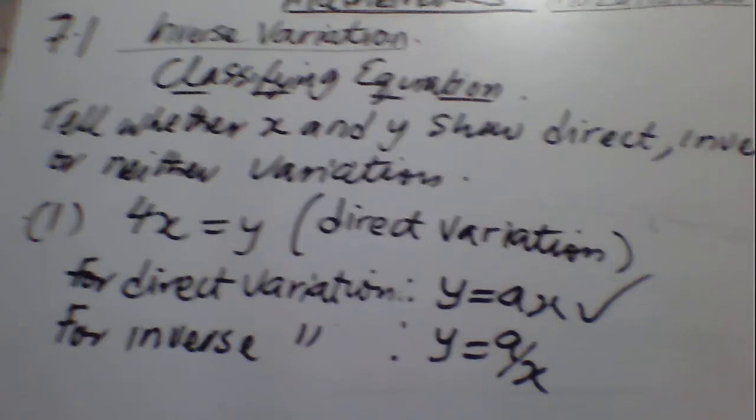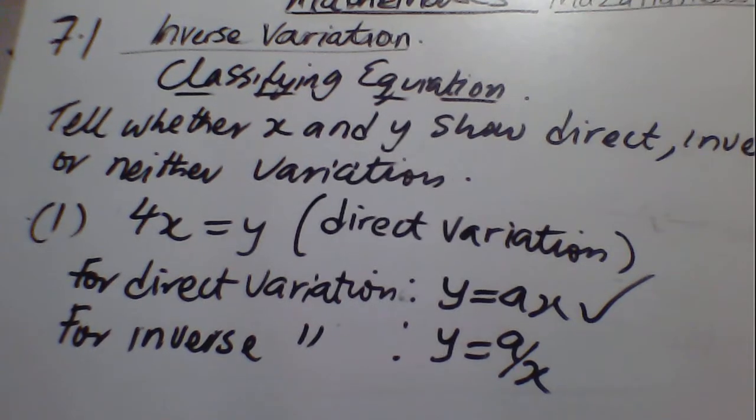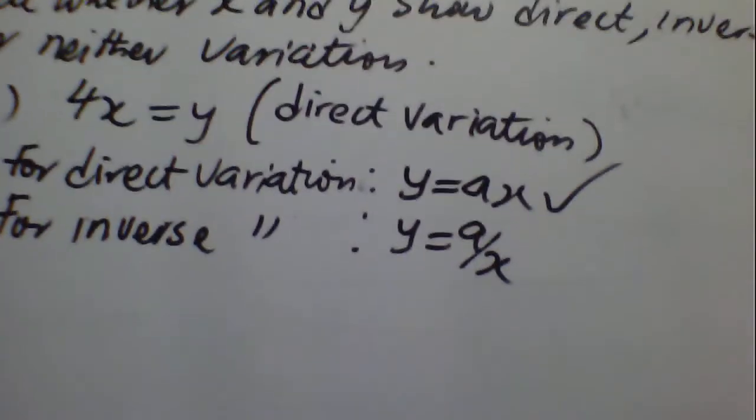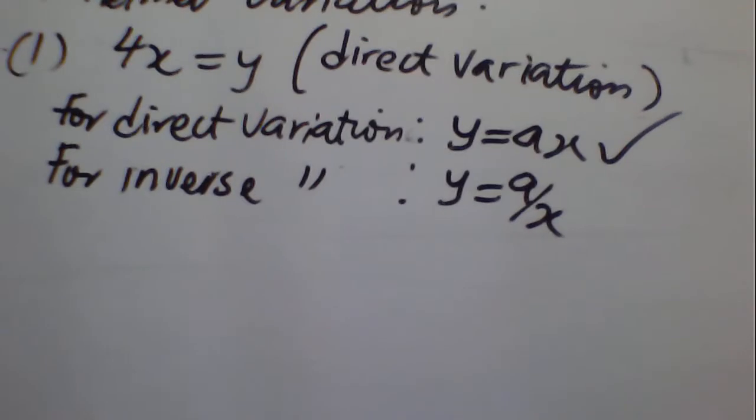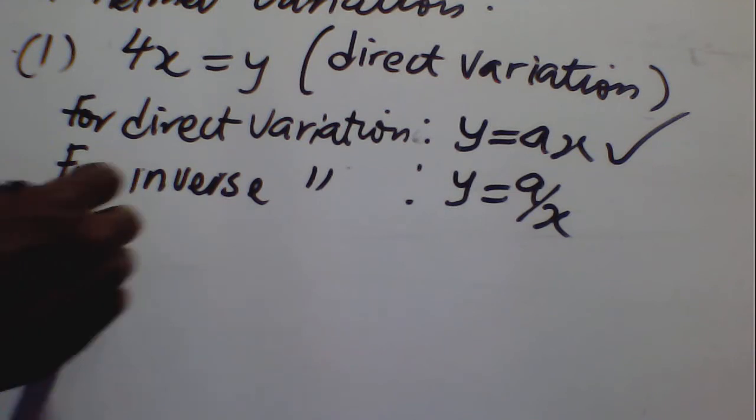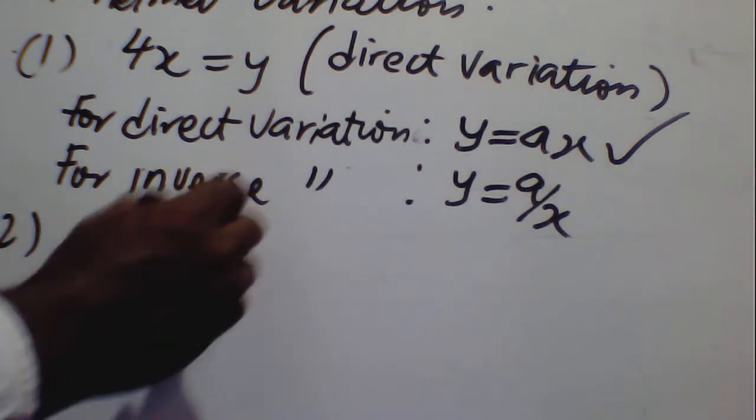So this is how you can determine the type of variation you are given. Sometimes the given equation may have no value. It may not even be a variation. For example, okay, let's continue.